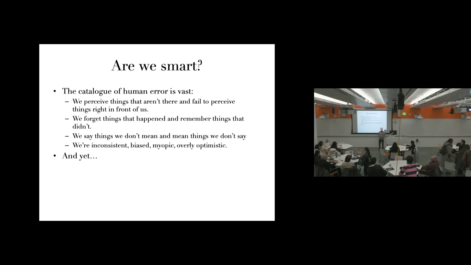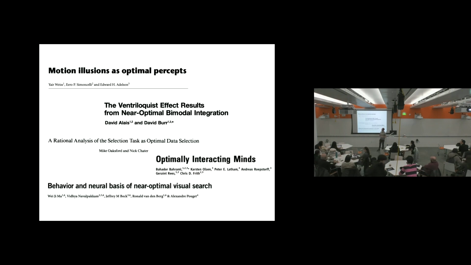And yet, you can still go into journals and find articles like this: motion illusions as optimal percepts, a rational analysis of the selection task as optimal data selection. So you see a lot of "optimal," "rational," and so on. So how can we be both really dumb and biased and all of that, and also almost optimal and rational? What's going on here? How do you reconcile these points of view?